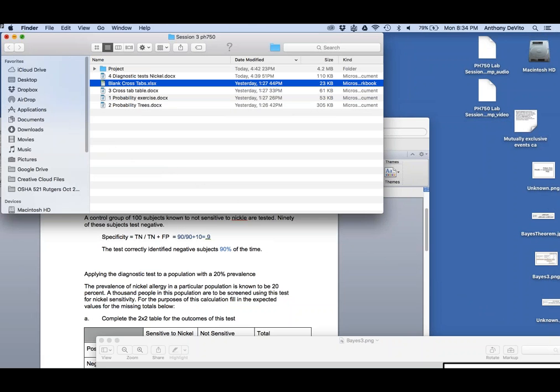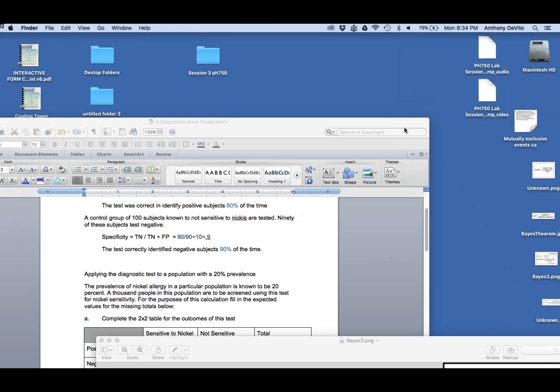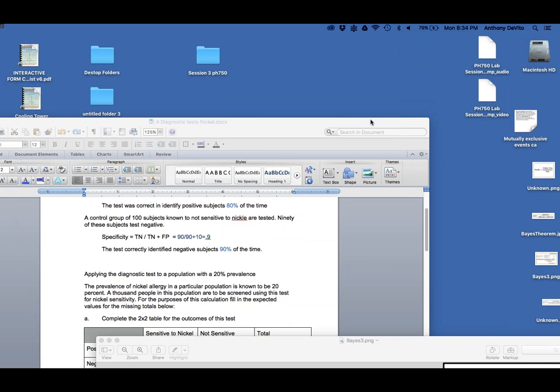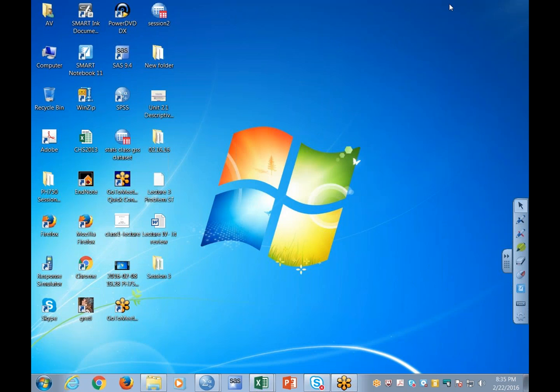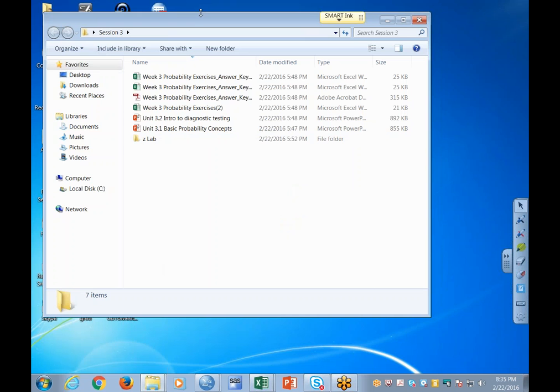Okay, so now let me go in here, and I'm going to make the PC the presenter. I'm going to open up our data file, again, from the project file.